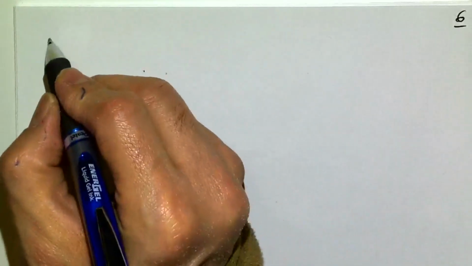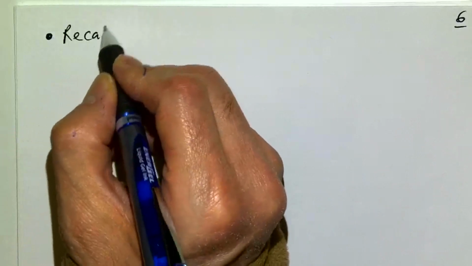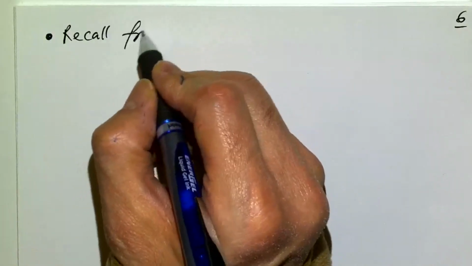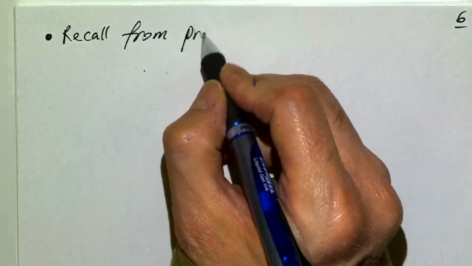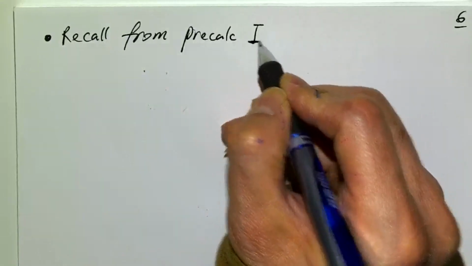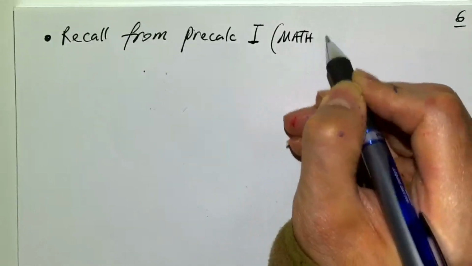Okay? So before we go over some examples, there are some things that we need to know. Actually, one or two of them are from pre-calculus 1. So it's nice that the stuff that we learned in the previous class is useful in this class as well. So I'm going to say, recall from pre-calc 1 or Math 126.